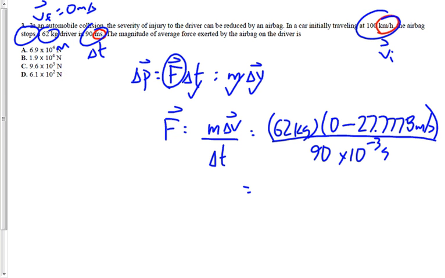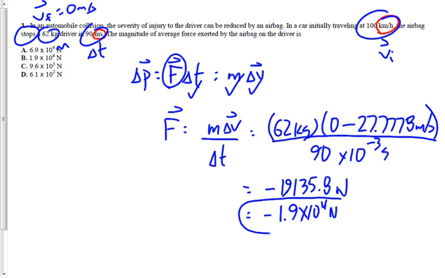What do we get there when we do the math on that one? Travis? 1913. Negative 19135.8, which rounds actually to negative 1.9 times 10 to the 4 newtons. Yeah, that makes the answer B, right? Or is it? Wait a sec, we got a negative. Where does that come into play? Did we make a mistake?